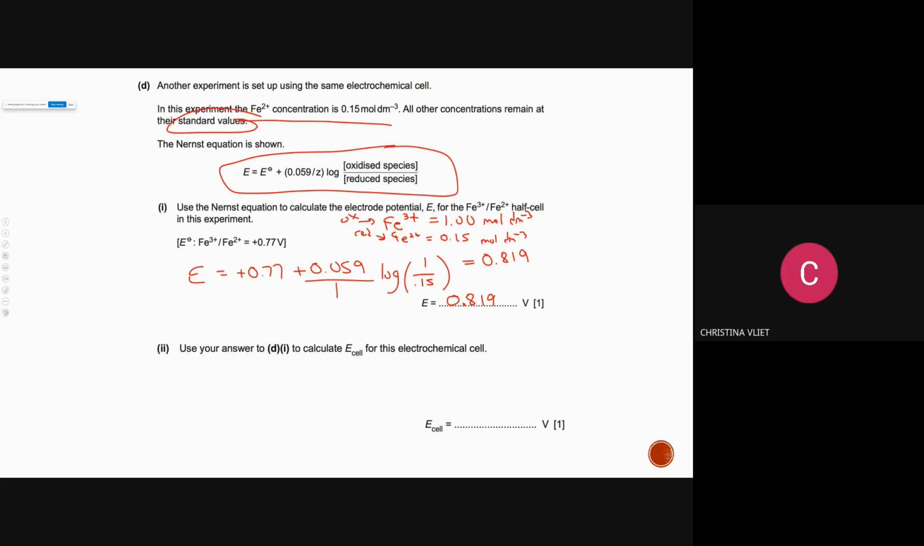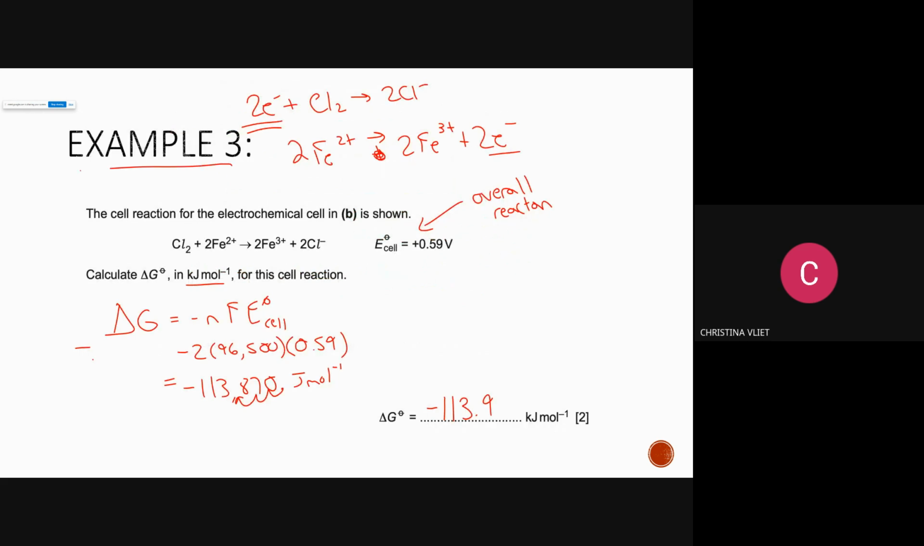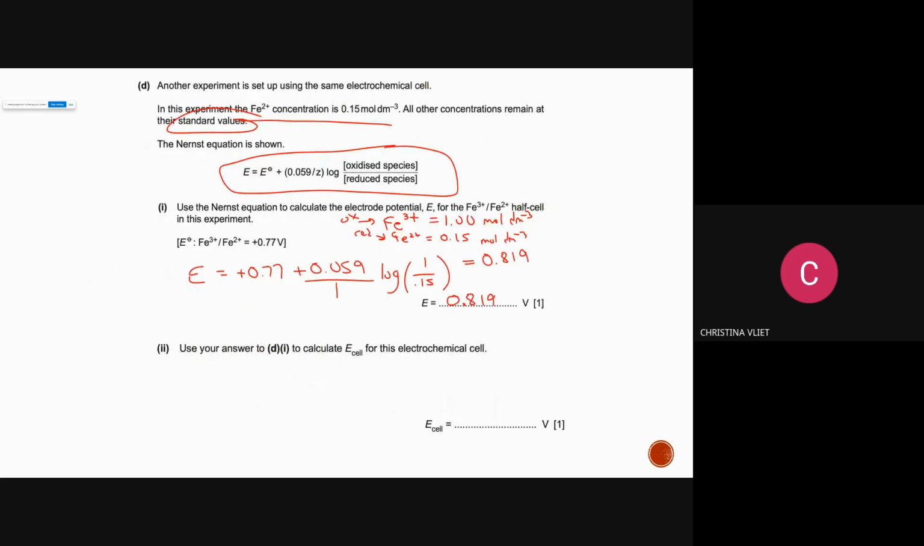Example 3, these two questions are linked together. I feel the need to tell you right now. Example 3, these last two slides, they are linked together. I'm telling you that for the last question.